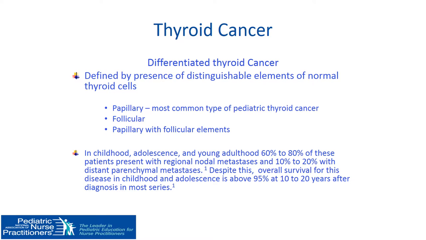In children, adolescents, and young adulthood, 60 to 80% of these patients will present with regional nodal metastases, and 10 to 20% of those patients will have distant parenchymal metastases. So you have a kid with papillary thyroid cancer, the mother's going to freak out if he has metastases to the node and to maybe the lungs. However, despite all that, the overall survival for this disease in children and adolescents is above 90% at 10 to 20 years. So that's reassuring.